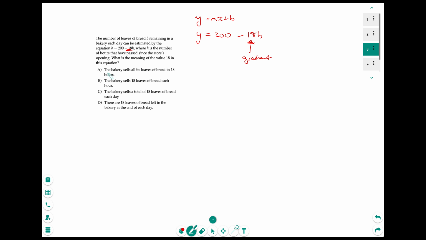With that in mind, is it A, the bakery sells all its loaves of bread in 18 hours? Is that what 18h stands for? No, because we know we're looking for a rate of change. The bakery sells 18 loaves of bread each hour. Well, yeah, that's exactly what we just said. Every hour that passes, we decrease the number of loaves of bread by 18 loaves. We don't even need to read any further, although I recommend that you do, just to make sure that we didn't make any mistakes, cover all our bases, and move on. You see how understanding a simple concept like the gradient can really help you to answer several of these.